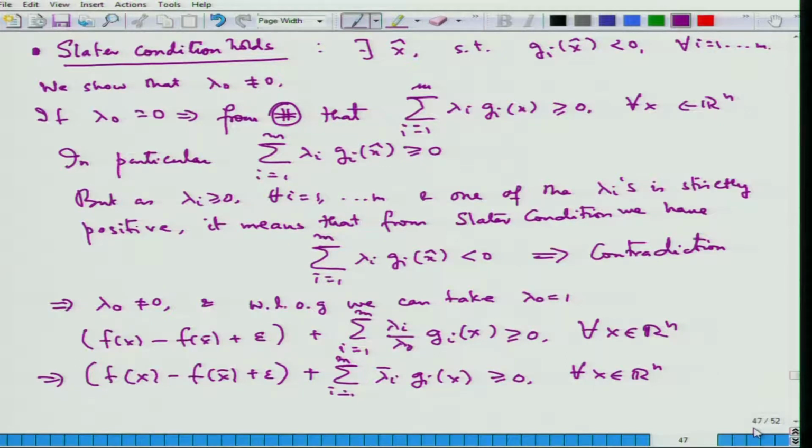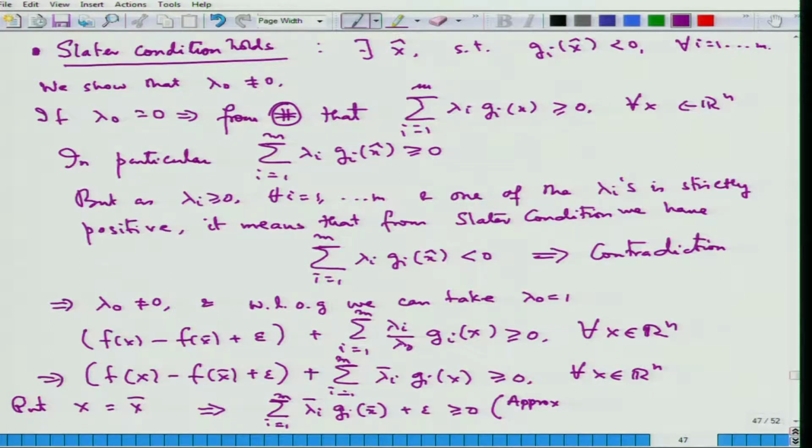Again, if I put x equal to x bar, this would imply immediately that summation I equal to 1 to m lambda I bar g I x bar plus epsilon is greater than equal to 0. This is an approximate version of complementary slackness condition. Here this is not 0. So, it could be negative, but if I add epsilon to it, this becomes greater than equal to 0.